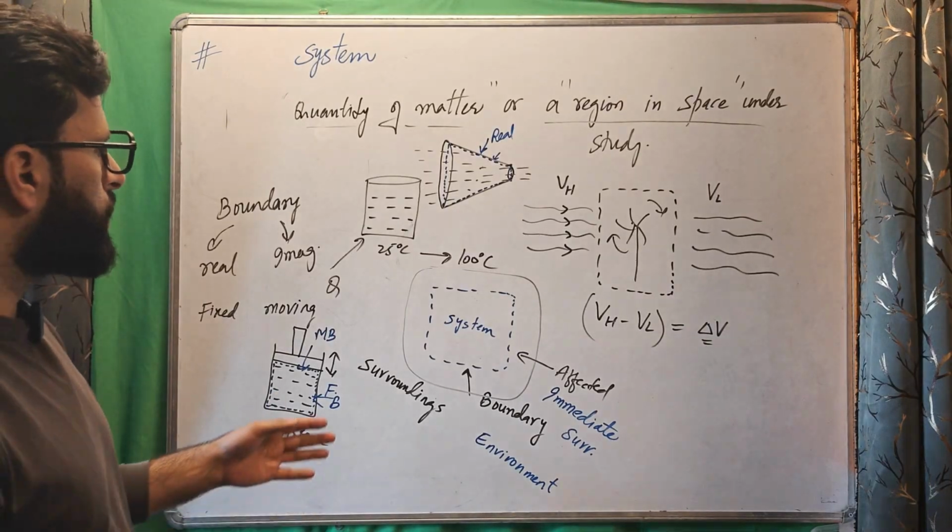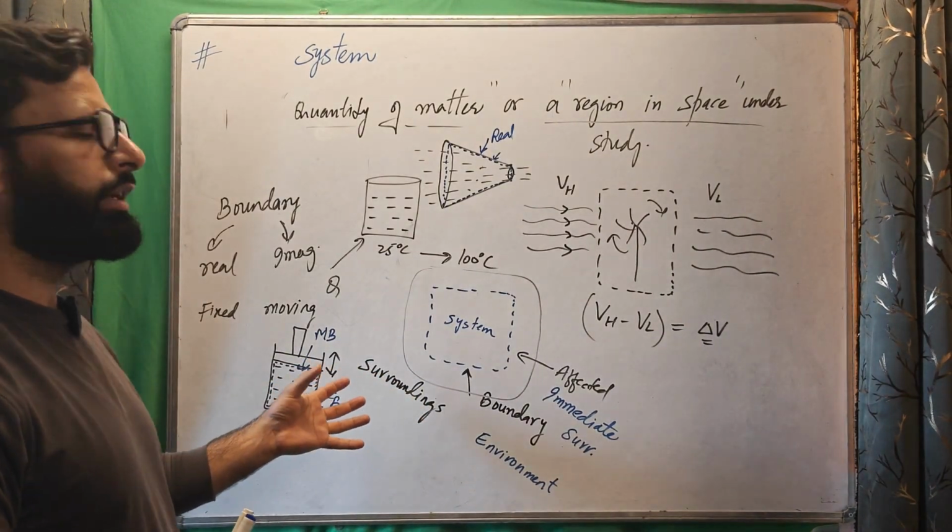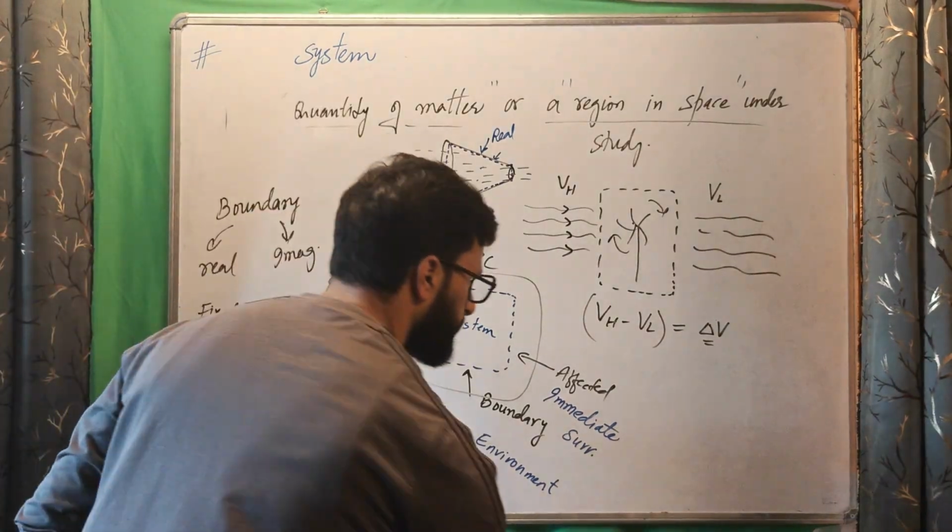Now this was about the system, surroundings, and the boundary. Now there are types of systems.